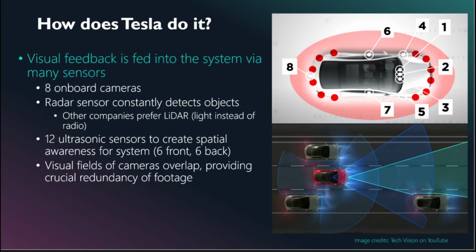So how does Tesla do it? Visual feedback is fed into the Tesla's computer via many sensors, like 8 onboard cameras, a radar sensor that constantly detects objects, which Tesla uses radar instead of LiDAR because Musk has said, even if LiDAR was free, we wouldn't put it on. Not least because LiDAR is notoriously unreliable in rainy or dusty conditions. And 12 ultrasonic sensors that create spatial awareness for the system.